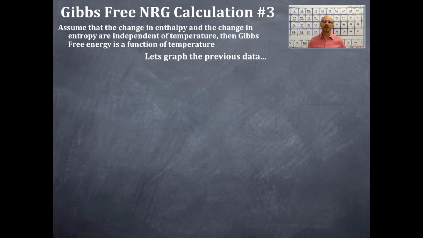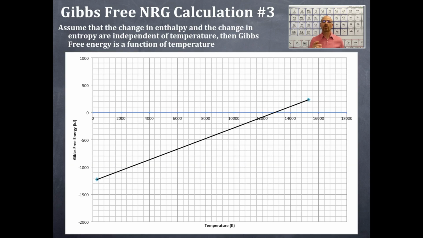Okay, we're going to assume that the change in enthalpy and the change in entropy are independent of temperature. Then the Gibbs free energy is a function of temperature. So let's graph that right here. On the y-axis, I've got Gibbs free energy, and on the x-axis, I've got temperature in Kelvin. I've got my 2 points that I just calculated, as the 2 blue dots, and I've drawn a black line in between those to indicate my line.